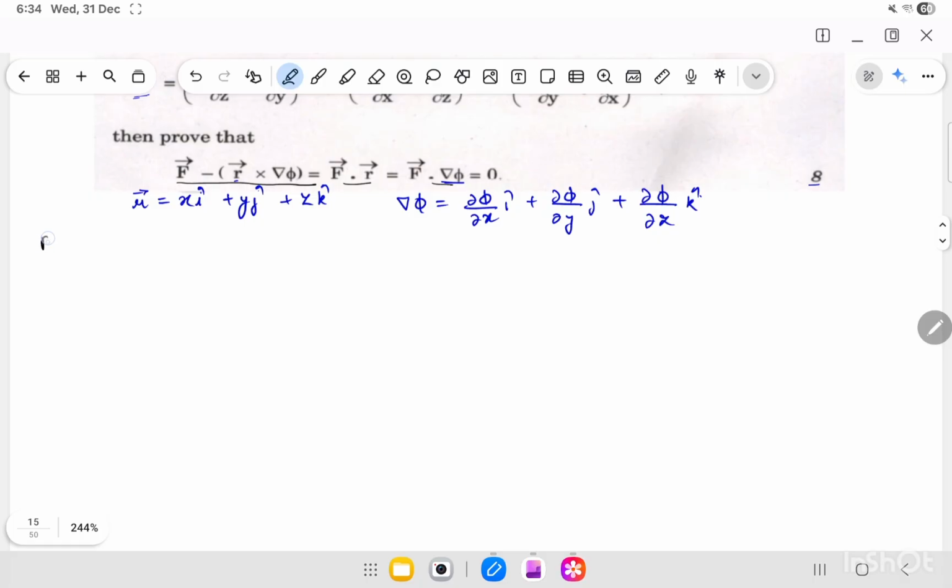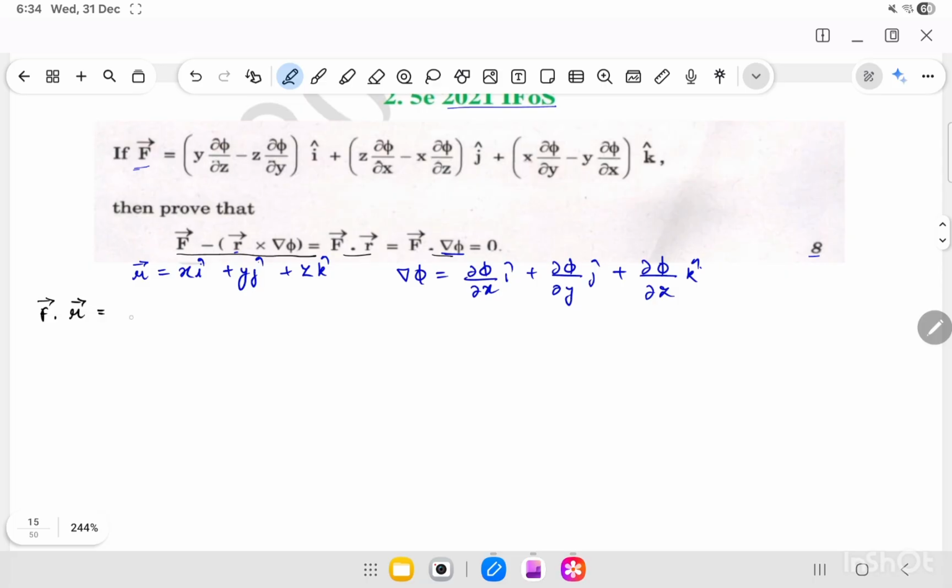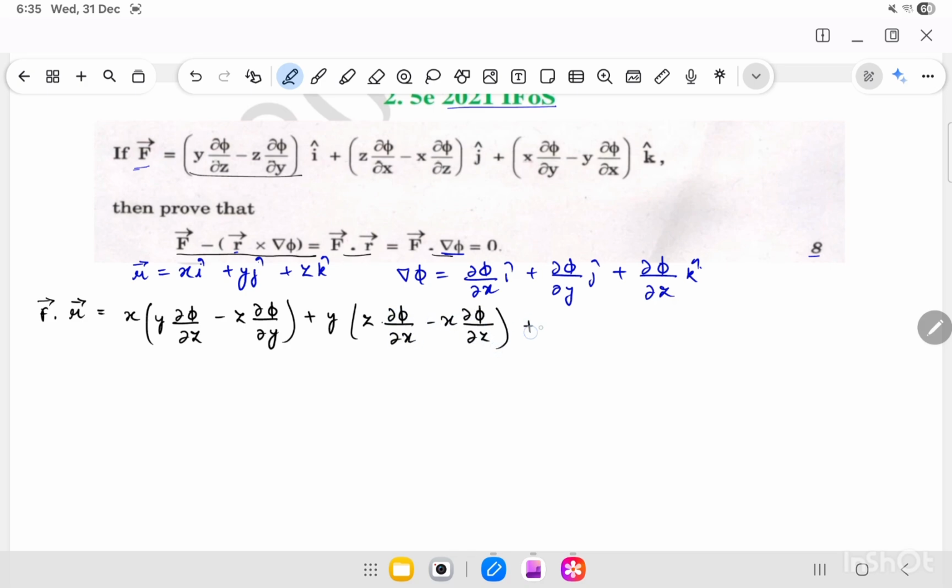So if I evaluate the dot product of f vector with r vector, it will be equal to x times this term, basically the component with respect to i vector, x times (y ∂φ/∂z − z ∂φ/∂y), plus y times (z ∂φ/∂x − x ∂φ/∂z), plus z times this term, that is (x ∂φ/∂y − y ∂φ/∂x).